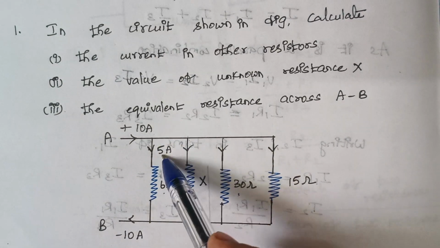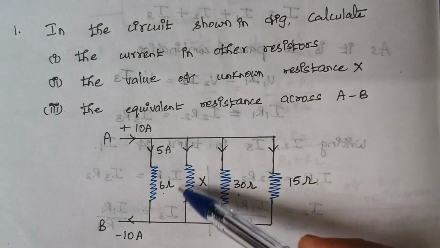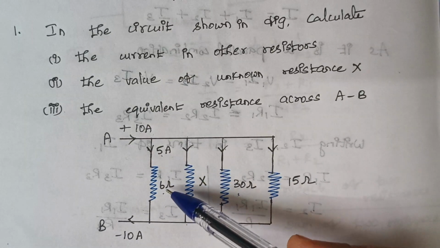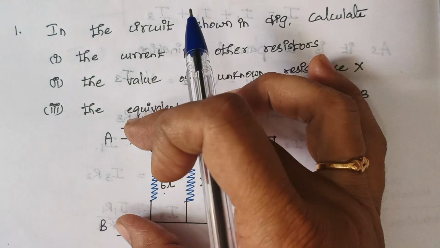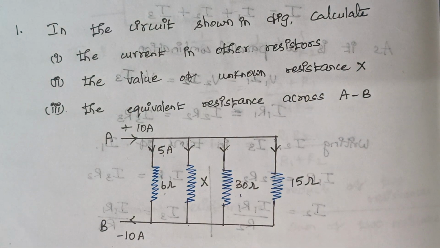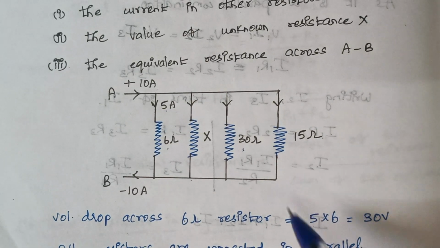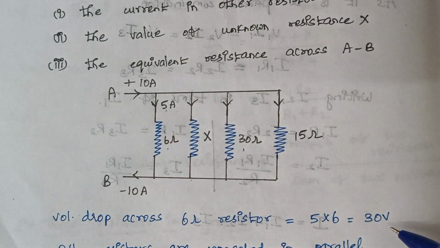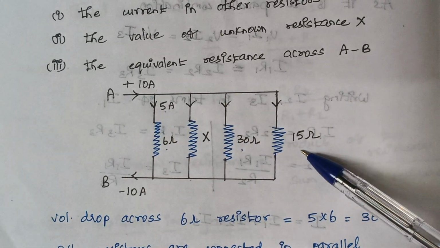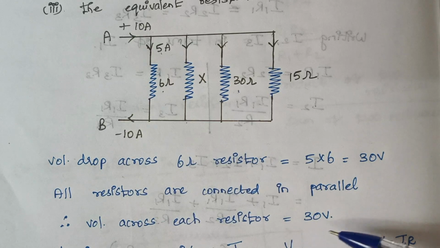You see here the value of current is given and the value of resistor is also given. So how to calculate voltage? Voltage can be calculated by simply multiplying I into R. Right. Once the value of voltage is known, the same voltage exists across this resistor and this resistor. Right. So first we are calculating the voltage across the 6 ohm resistor. That is 5 into 6, which is 30 volt. Right. The same 30 volt exists across this 30 ohm resistor as well as this 15 ohm resistor. Right. So that is what is mentioned here.